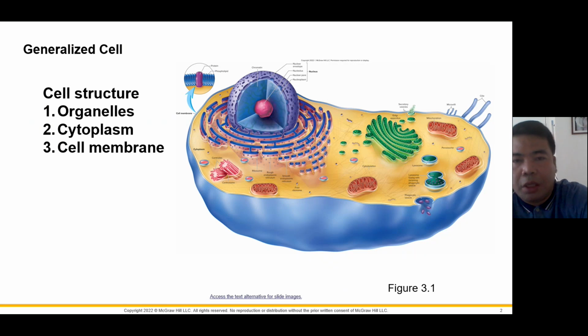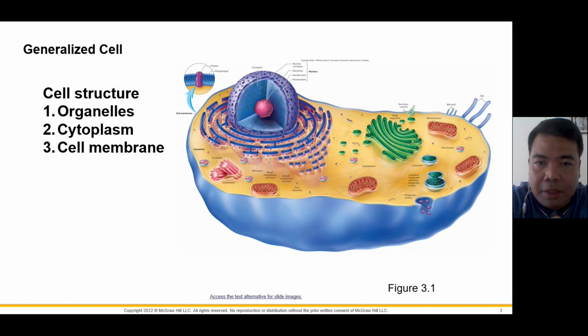As discussed in your laboratory, the cell structure is composed basically of three main parts: the organelles, the cytoplasm, and the cell membrane. The organelles are the small structures or organs, because when we say organelles, it means small organs. These are the small organs inside the cell that float in the cytoplasm, and each organelle performs a specific function. It was discussed to you in the laboratory.